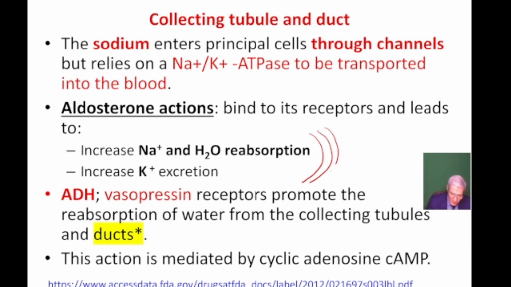Which of the following represents the action of aldosterone? Increase sodium and water reabsorption, bringing sodium and water from the urine to the blood, and increase excretion of potassium in the urine.